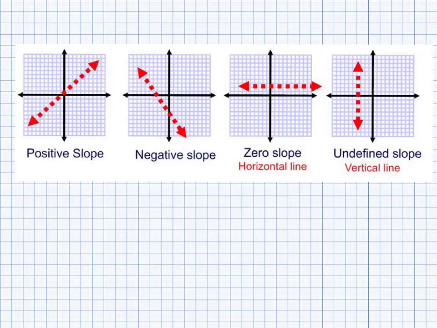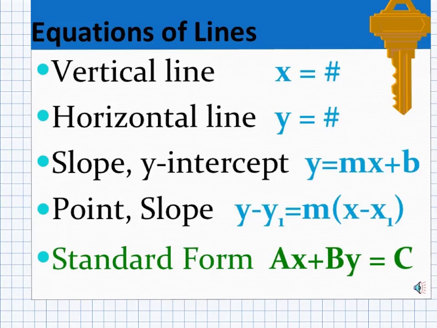Just want to go over the slopes. A positive slope goes in this direction, a negative slope goes in this direction, a horizontal slope goes across, and an undefined slope goes straight up and down. In the horizontal line, with 0 slope, nothing is crossing the x line, and with the undefined slope, it's a vertical line and nothing is crossing the y-axis there.